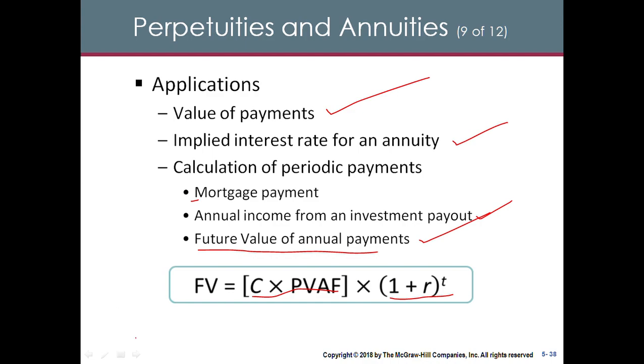Because you can see in the previous slide we saw the calculation of the PV, and the formula is the PV of the annuity, C into the present value of the annuity factor. Then if I want to know the future value, I just need to use that amount and compound it for the number of years.